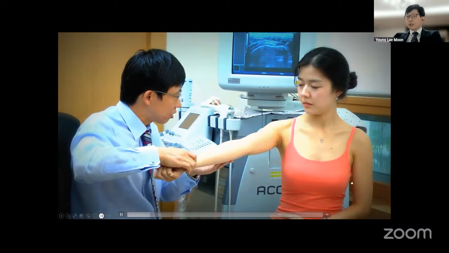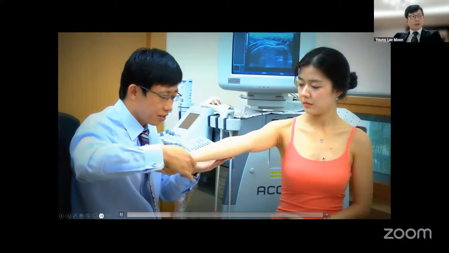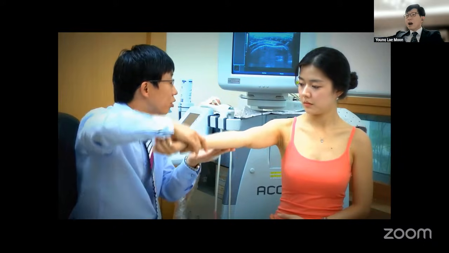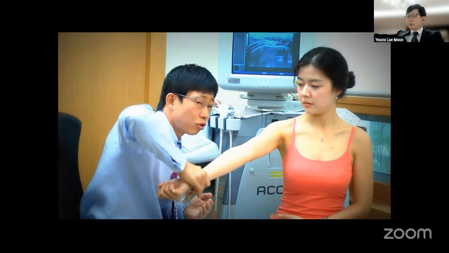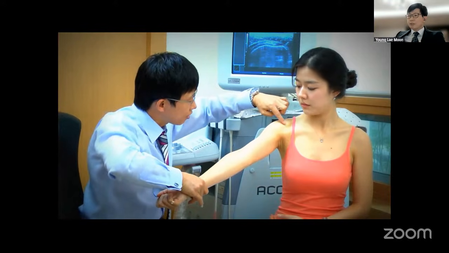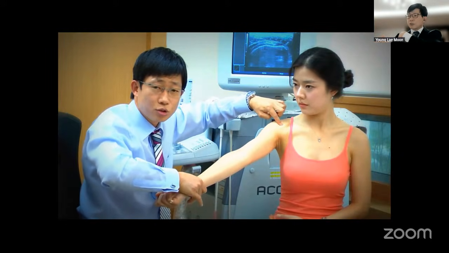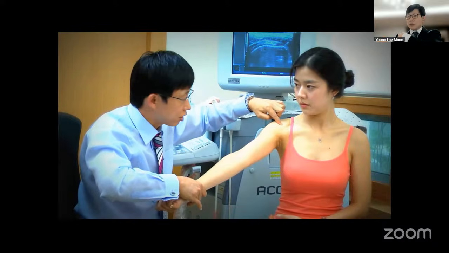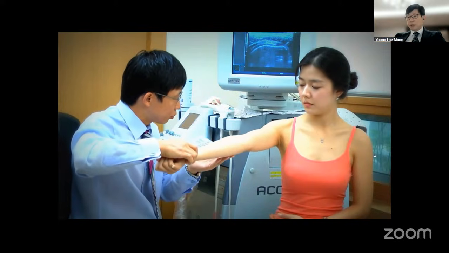This slide demonstrates the Speed test for biceps tendon pathology, with the arm in forward flexion and supination, and the examiner applies downward resistance while palpating the bicipital groove. Pain in the anterior shoulder indicates long head of biceps tendinitis or tendinopathy. This test effectively evaluates the tension and inflammatory condition of the biceps tendon.